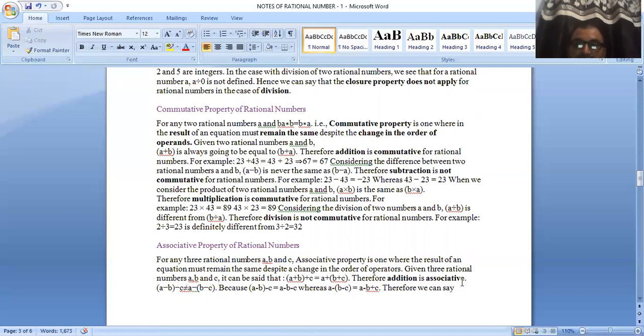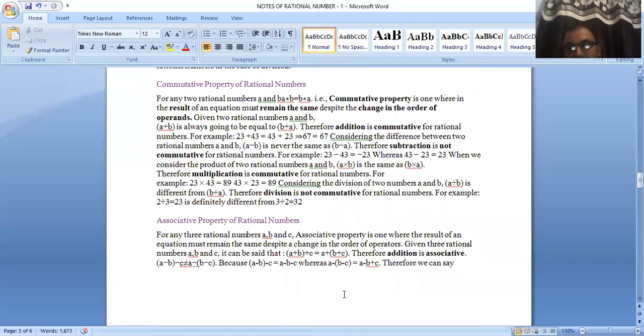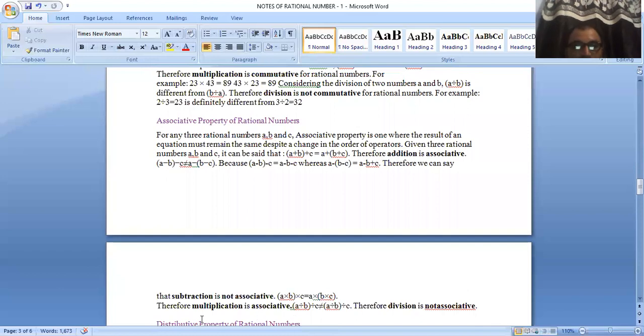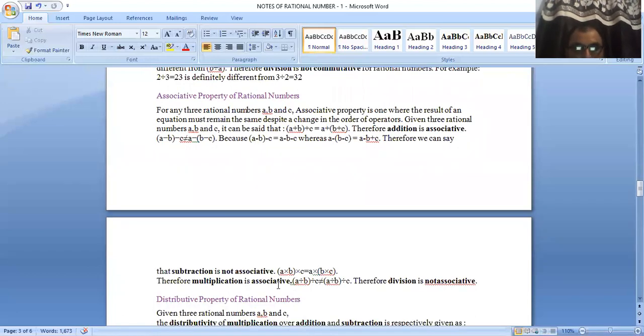Therefore, addition is associative. (A minus B) minus C is not equal to A minus (B minus C), because (A minus B) minus C is A minus B minus C, whereas A minus (B minus C) is A minus B plus C. Therefore, we can say that subtraction is not associative. Now, (A into B) into C is equal to A into (B into C). Therefore, multiplication is associative, and division is not associative.